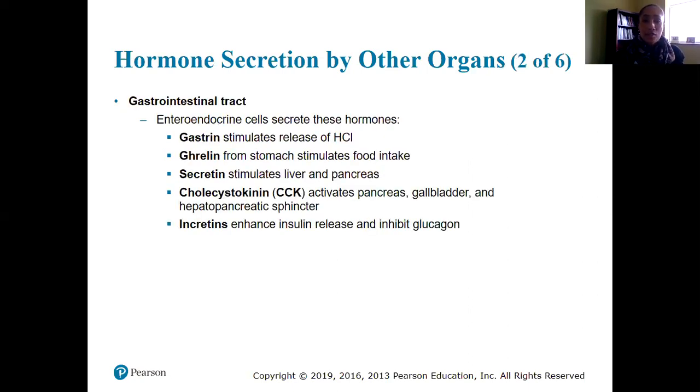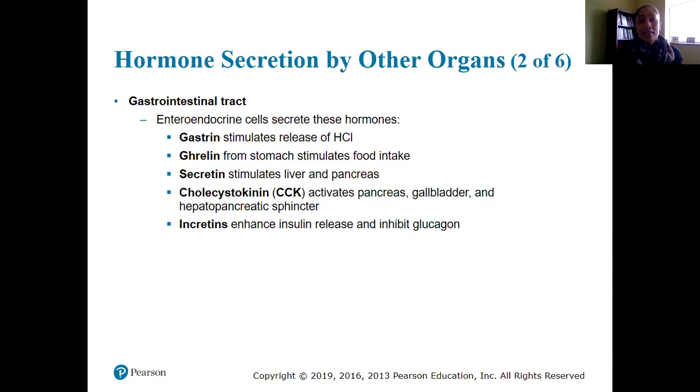From the gastrointestinal tract, we have enteroendocrine cells that are going to secrete hormones. So we've got these endocrine cells that we find along the gastrointestinal tract that are going to release different types of hormones. So gastrin is going to stimulate the release of hydrochloric acid from the stomach. Ghrelin is going to be a hormone that's going to be released from the stomach to stimulate food intake. So it's going to trigger us to take in food, make us hungry.